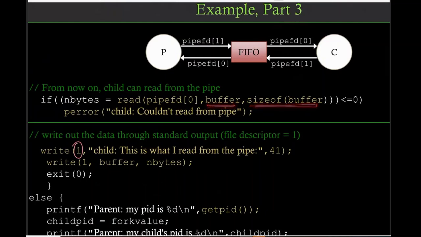So you're reading from the read end of the pipe in the child, into buffer, the size of the buffer, that many characters you are reading. And if this returns n bytes, and n bytes is less than or equal to 0, that essentially means there is an error, and the child reports it could not read the pipe.